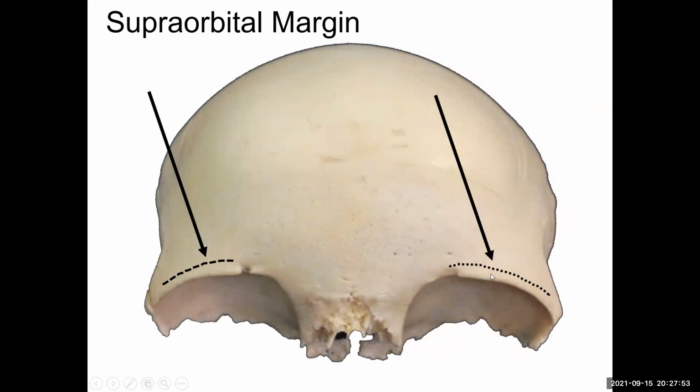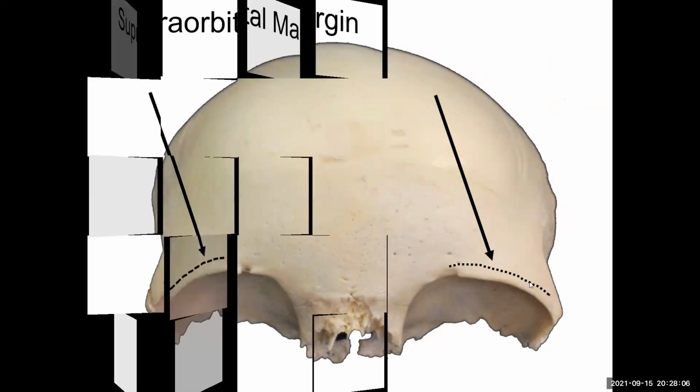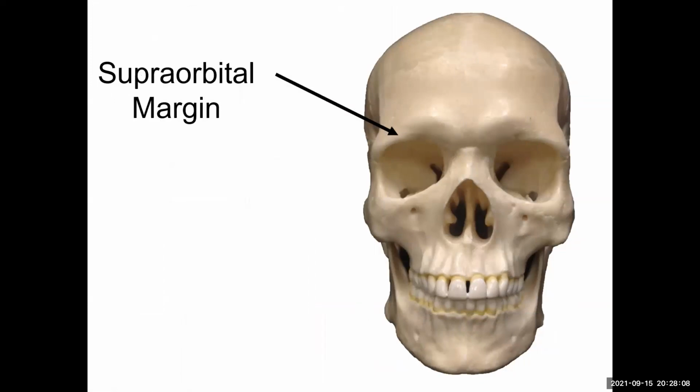You'll notice on the lateral superior portion of the orbit, we have the supraorbital margin. Supra means above the orbit. The supraorbital margin. You can see it right here on the model. It's these lateral portions here. Supraorbital margin.